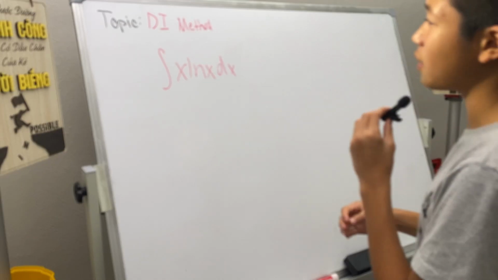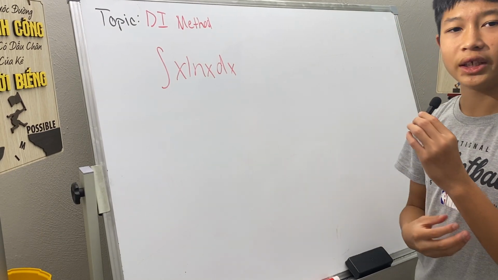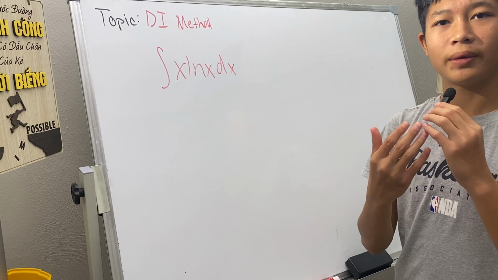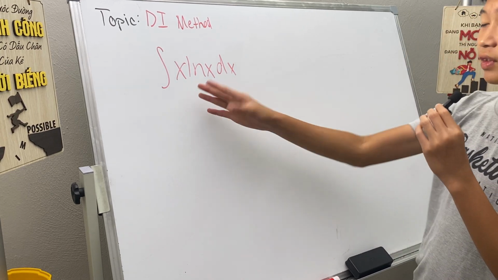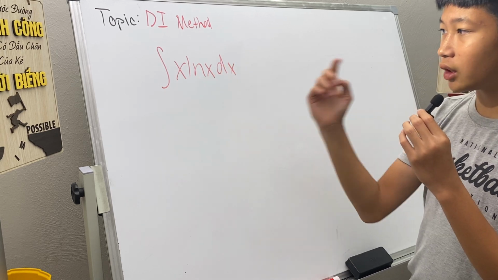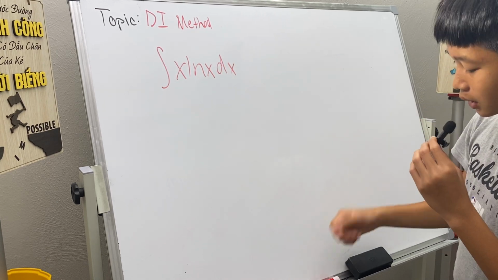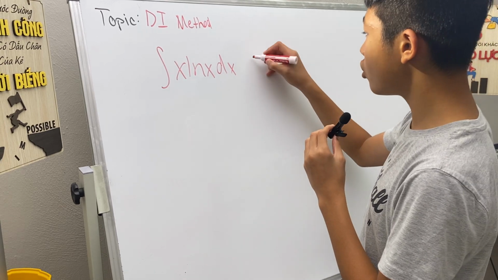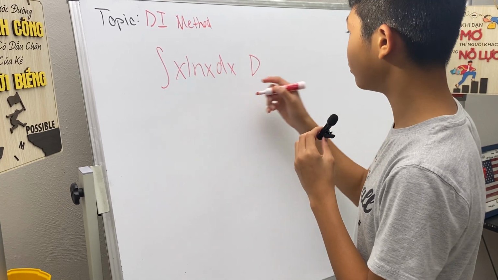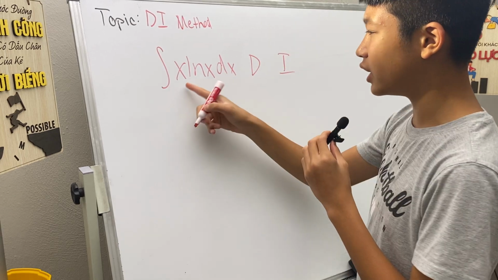Okay, today we're gonna talk about the DI method. It is basically integration by parts. So when you have two functions multiplied together, like x and ln x, that kind of stuff, G times f, so it's u dv, because you cannot integrate this thing, but you can integrate this.